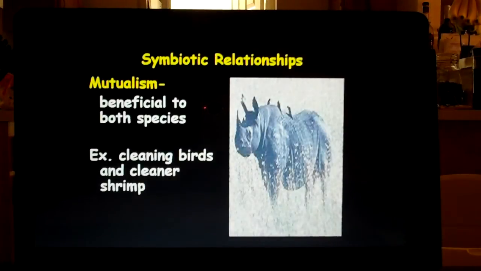Mutualism is beneficial to both species, and an example of this would be cleaning birds and the cleaner shrimp. They both benefit.